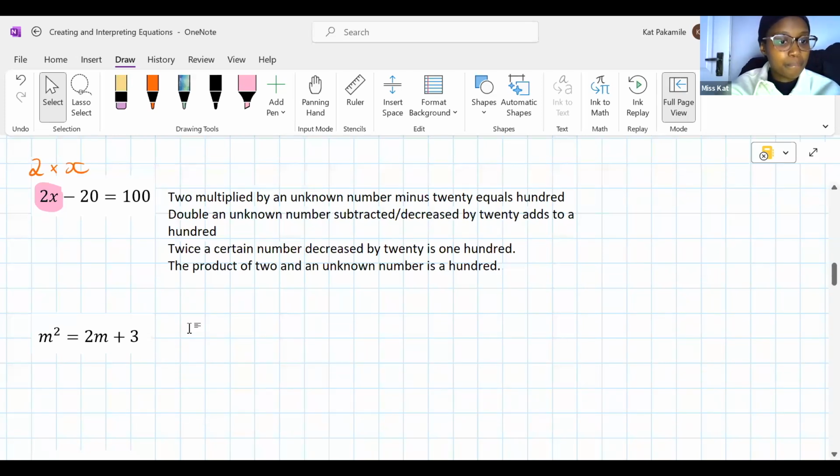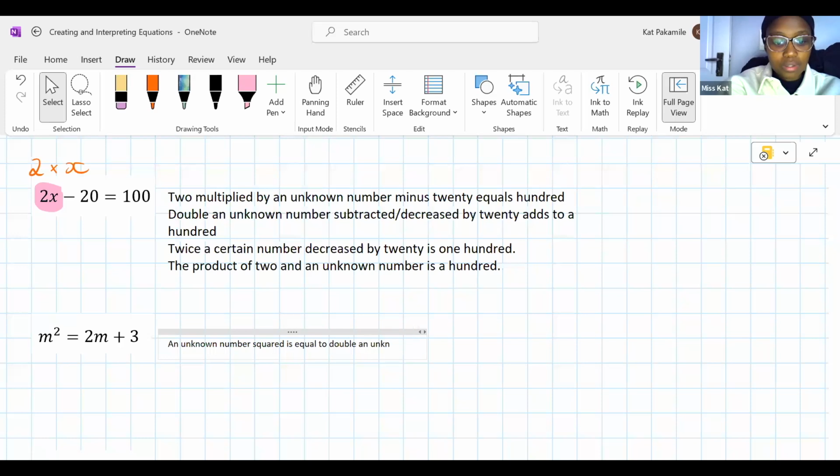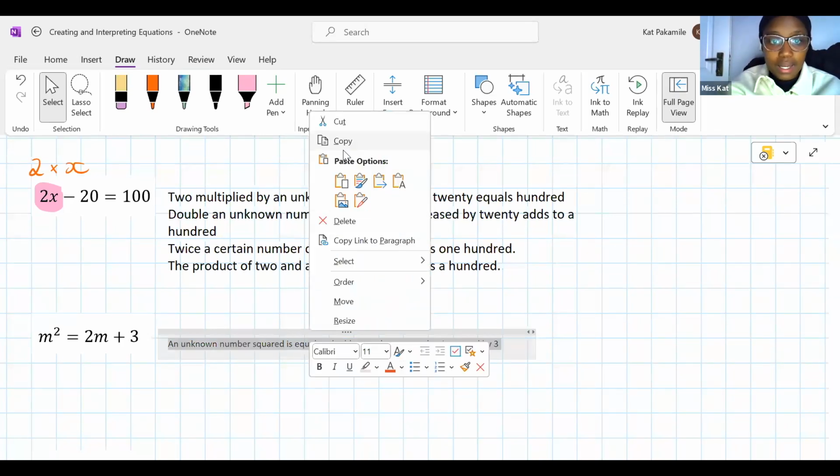An unknown number squared equals to double an unknown number added by 3. Is equal to double an unknown number increased by 3. You can't say added by, unless you say add 3 or something, okay? Increased by 3. So I just want us to look at something really quickly here, okay?